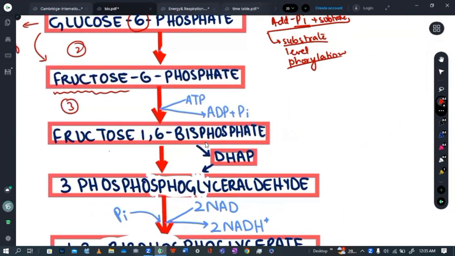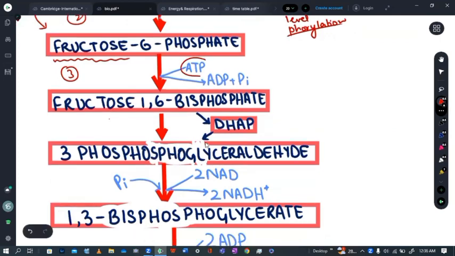Then in the third step, again phosphorylation is taking place. Now, how do we get to know that phosphorylation is taking place? We can say clearly that an ATP molecule is getting dissociated into its constituents, ADP and an inorganic phosphate. This inorganic phosphate gets attached to the carbon number 1 of fructose 6-phosphate, forming a compound named fructose 1,6-bisphosphate.